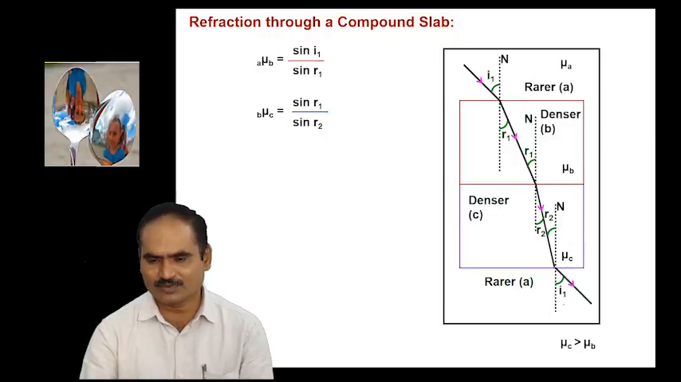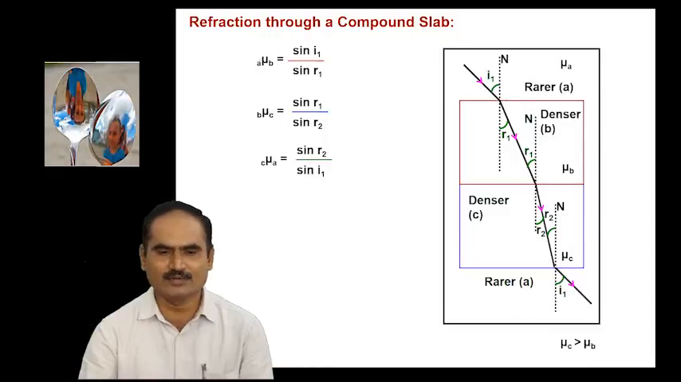here also R2, then it emerges out. But I1 is equal to I1. The angle of incidence is equal to the angle of emergence. So therefore, here you can write mu B with respect to A in the first interface, sin I1 by sin R2. Mu B with respect to C here in this interface.